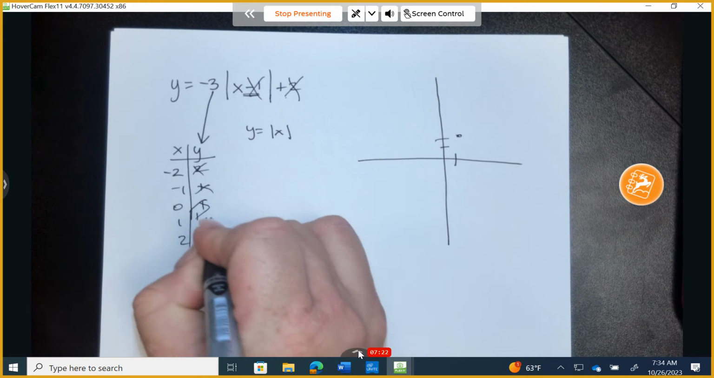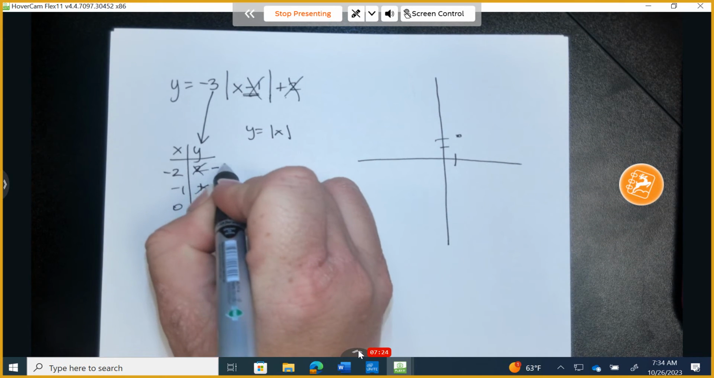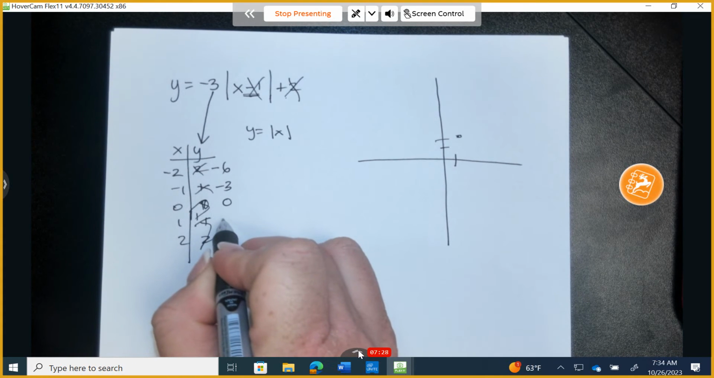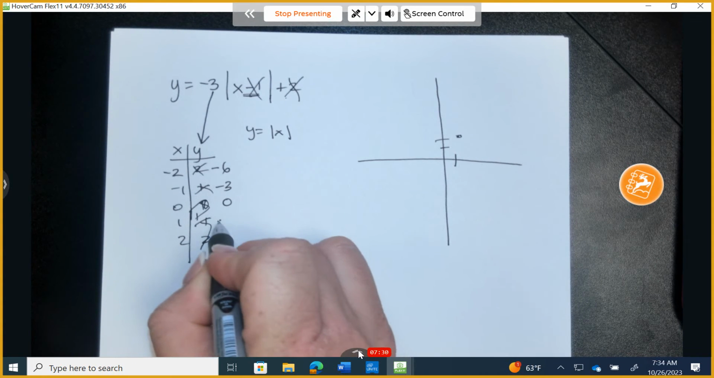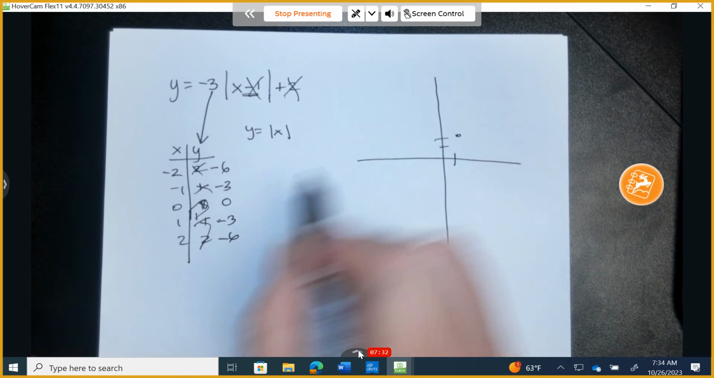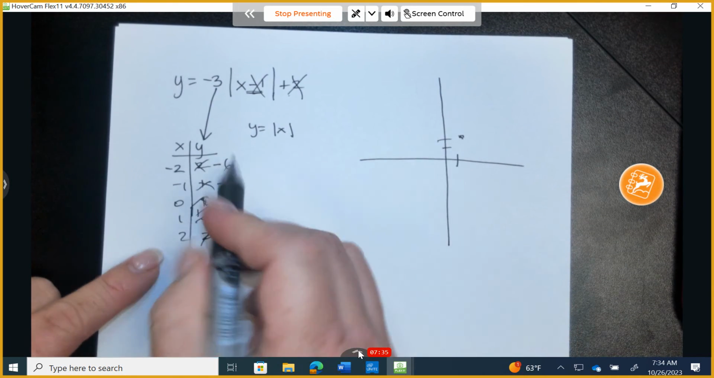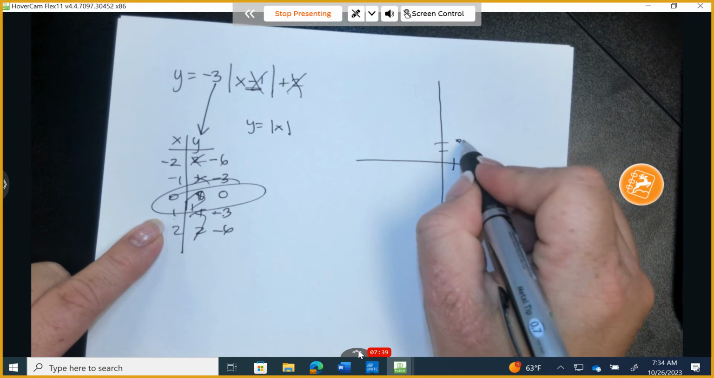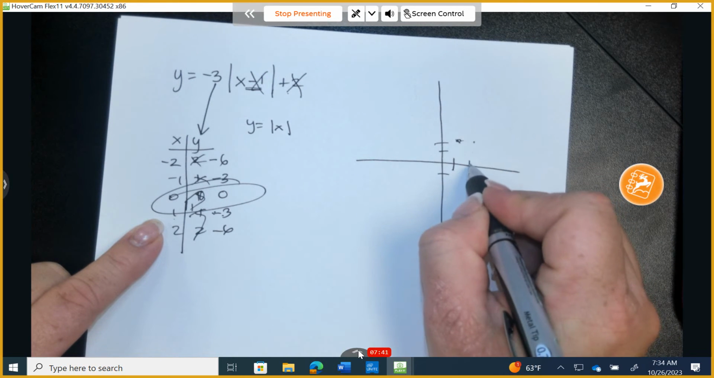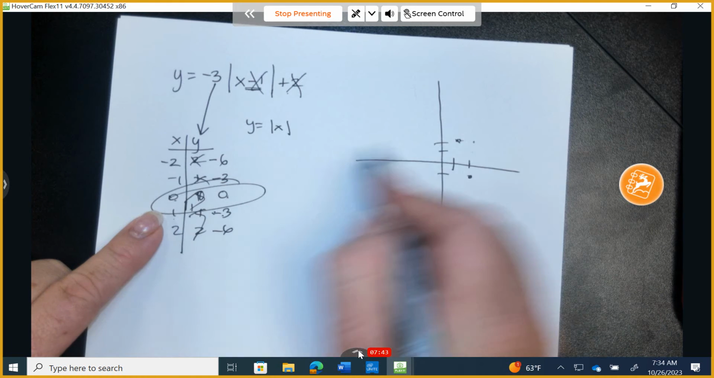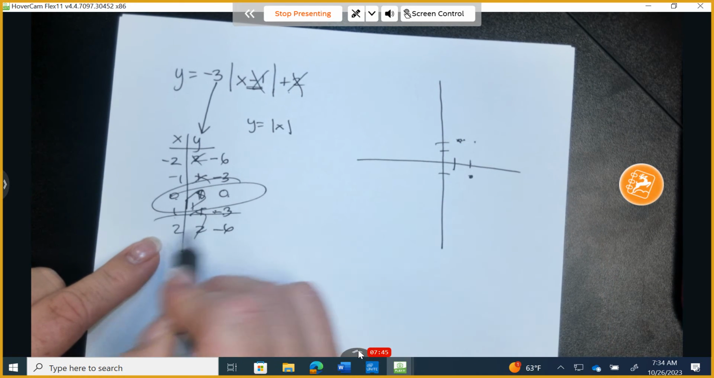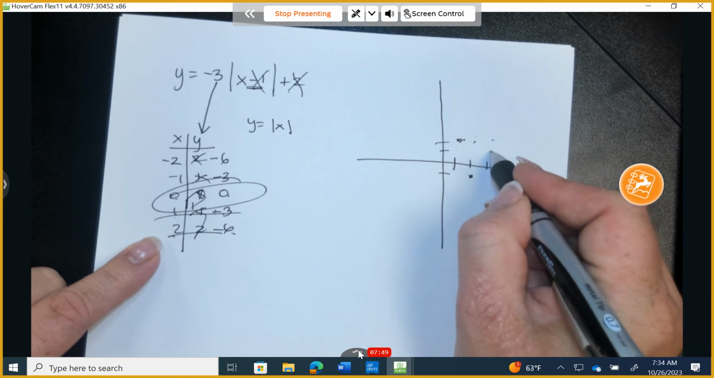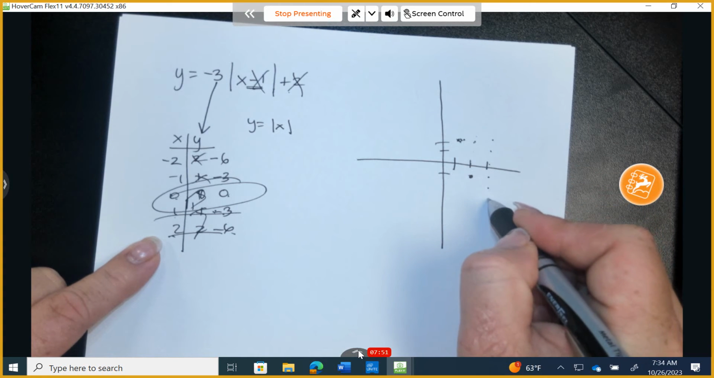Multiply each one of these by negative 3, and I have negative 6, negative 3, this should have been a 0, sorry, 0, negative 3, and negative 6. So from this point, this is my 0, 0, I'm going to go 1 to the right and 3 down, 1, 2, 3. From this point, I'm going to go 2 to the right and 6 down, 1, 2, 3, 4, 5, 6.